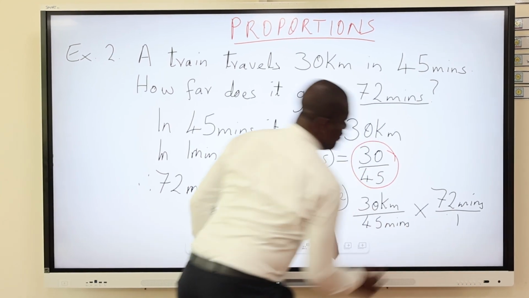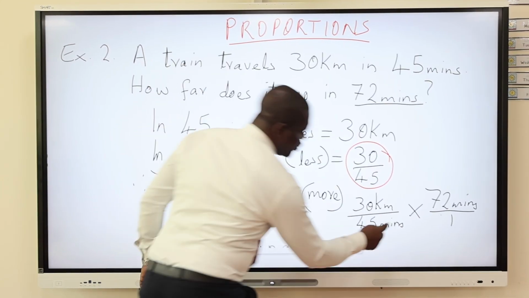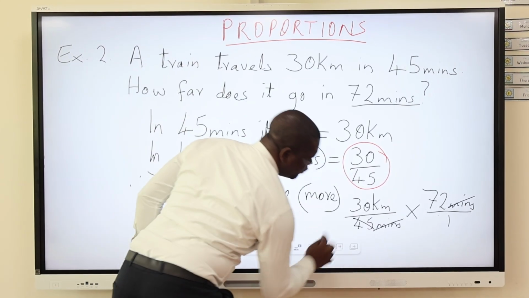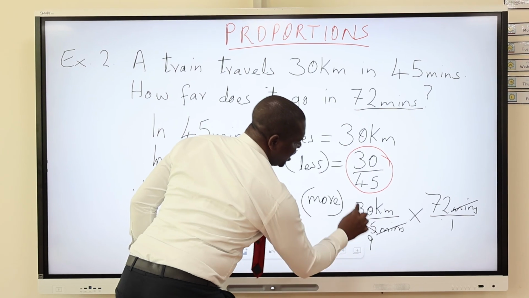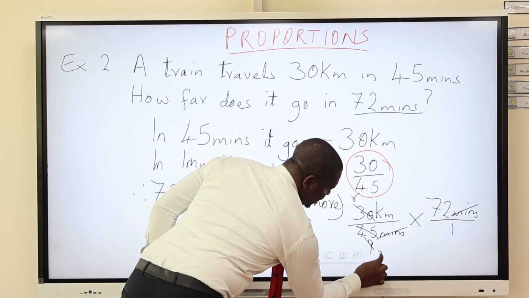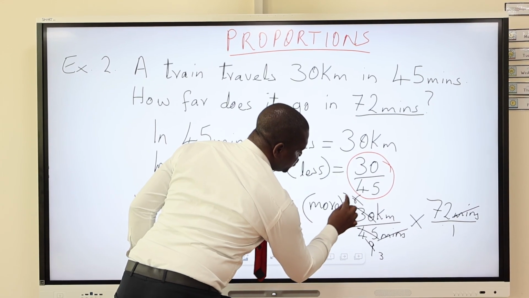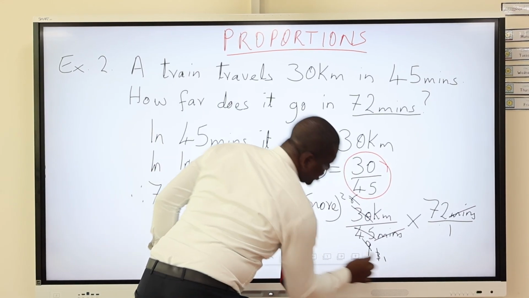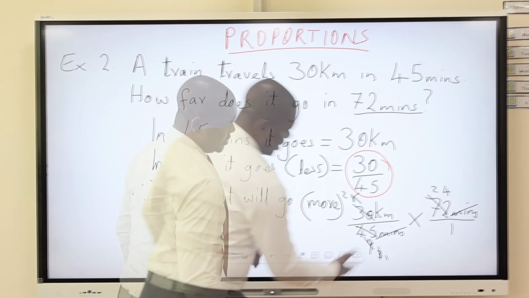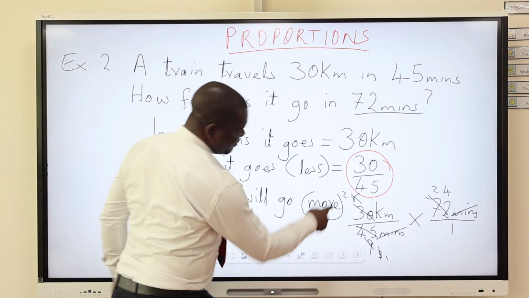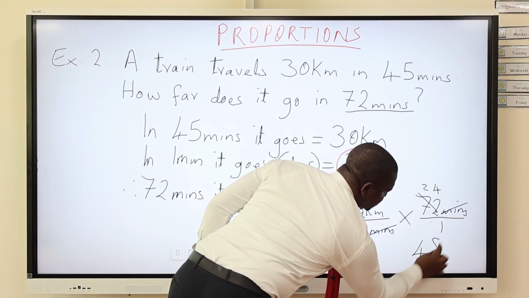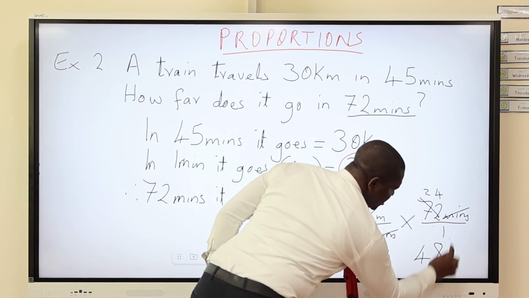You can express this over 1 to make it easy for you. So that this minute will take away this minute and you are left with kilometers. 5 into 45, 9 times, and 5 into 30, 6 times. 3 into 9, 3 times. 3 into 6, 2 times. 3 into itself 1 time. 3 into 72, 24 times. And there is nothing below, so you multiply what you have. 2 times 24, 48. And the unit we have is kilometers.